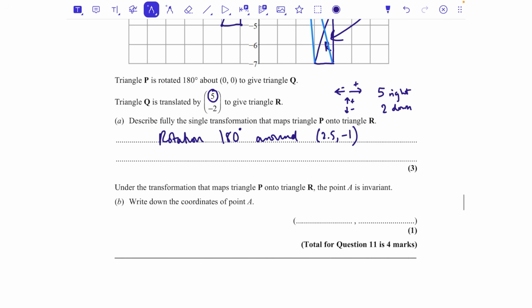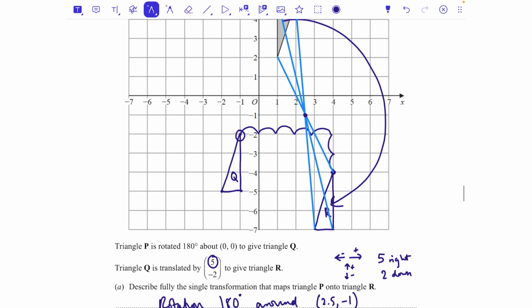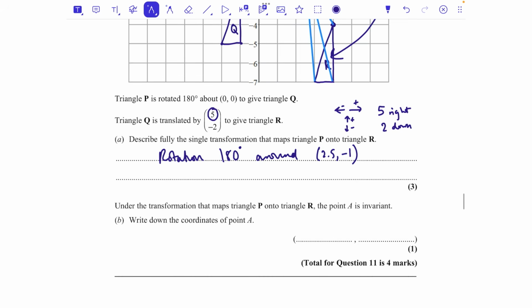Under the transformation that maps P onto R, so that transformation that we've just described there, the point A is invariant. Now if something varies, it changes. So if it's invariant, it's not going to vary. So it's not going to change. Write down the coordinates of point A.